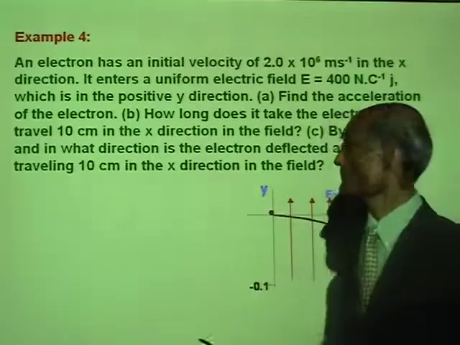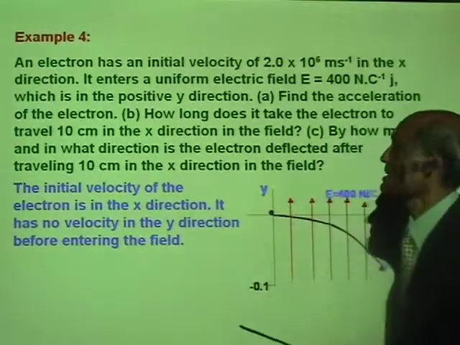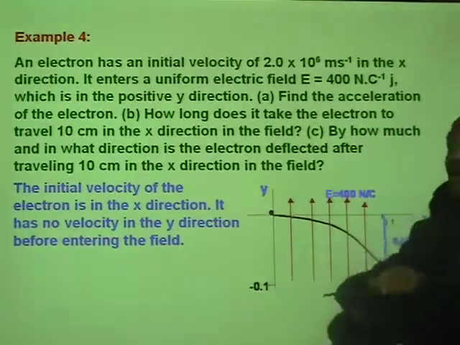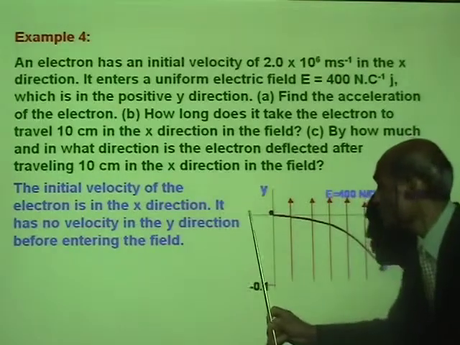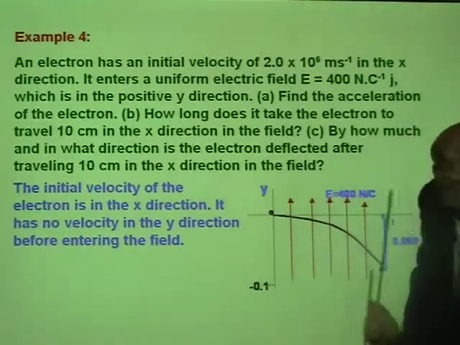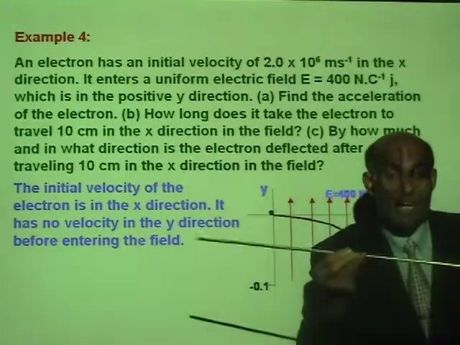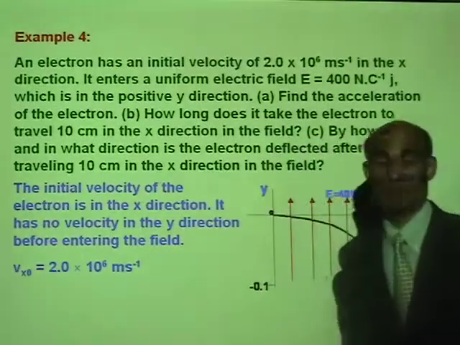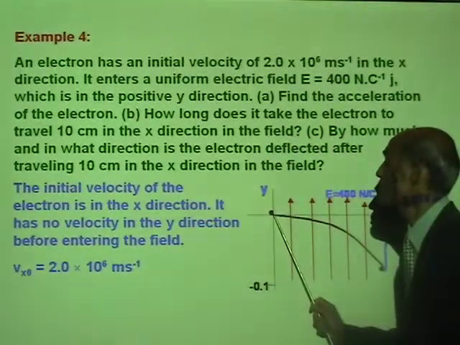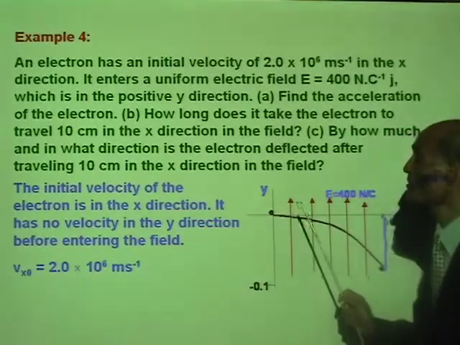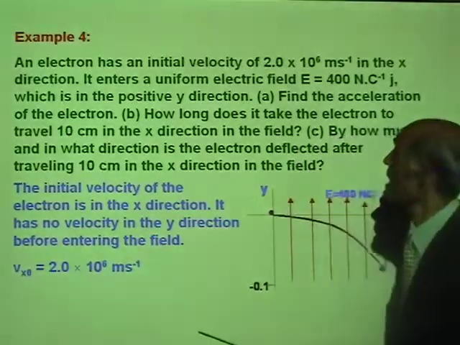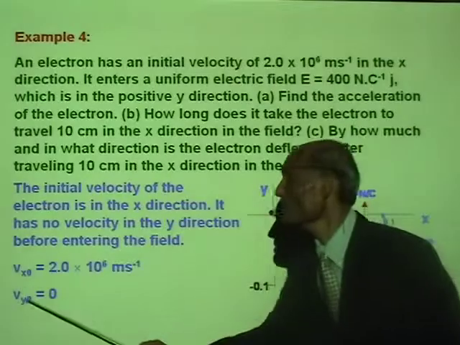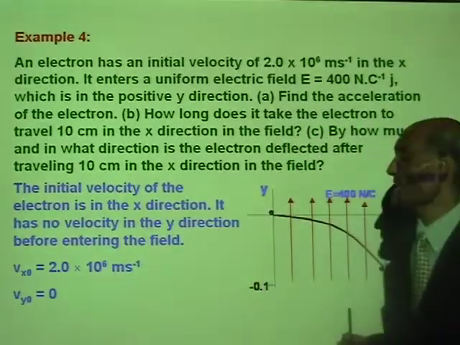It's a standard quantity. Okay, the initial velocity of the electron is in the x direction. It has no initial y velocity. You see, when the electron reaches the origin, it has no y velocity. It has only x velocity. Therefore, I can say Vx0, that is, at the moment it is at the origin, its x velocity Vx0 is 2 times 10 to the power 6 meter per second. That is given to us. And Vy0, initial y velocity, is 0.